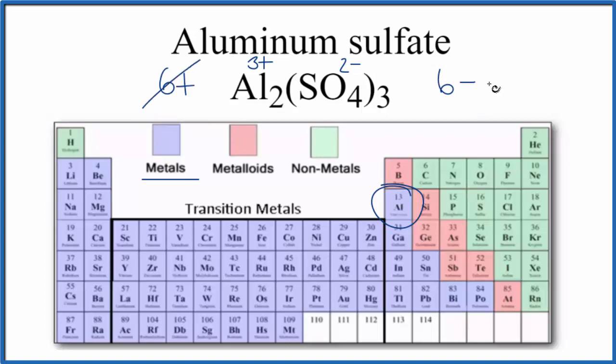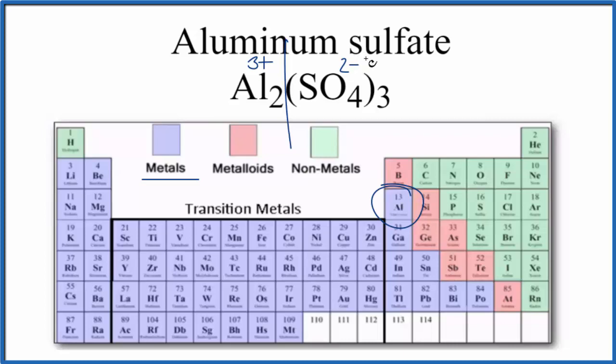So you can see that these charges balance out. We have a net charge of 0. And because we have these positive aluminum ions and these negative sulfate ions, they're attracted to each other. They're opposite charges, and that's what forms the ionic bond.